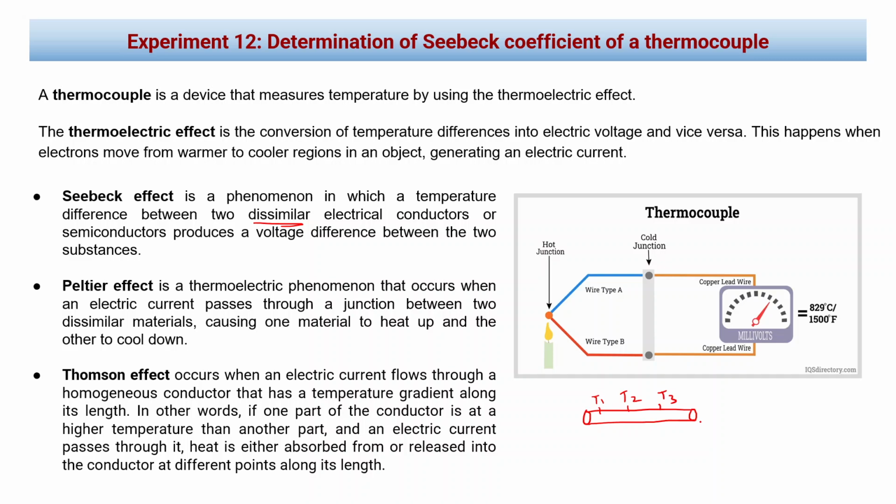In this kind of conductor, if I am passing current, then, in other words, one part of the conductor is at a higher temperature than another part, and an electric current passes through it. So in that case, what will happen? Some particular part will absorb the heat, other parts will release the heat along different points of this length. This is known as Thomson effect. So these three kinds of thermoelectric effects are seen in any body.